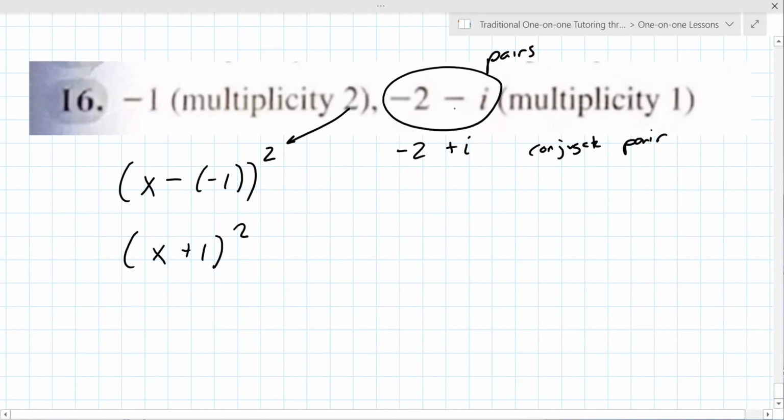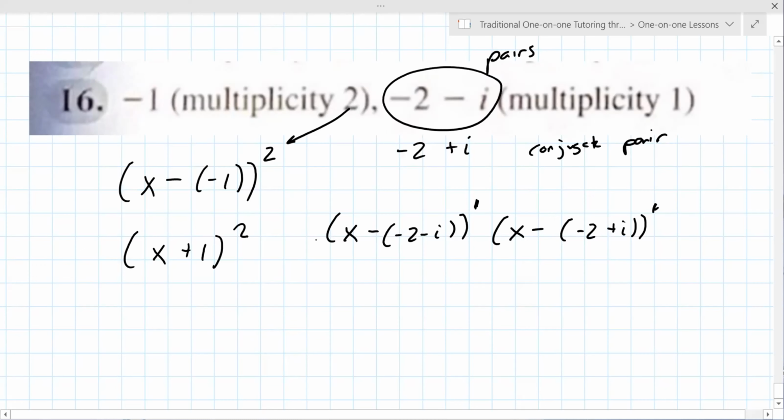Okay, this is not the best example to start out with, but if it was just negative i, then there would be a positive i. So it's x minus (-2 minus i), multiplicity of 1. So the 1 goes there. And then it's x minus (-2 plus i), multiplicity of 1 right there.